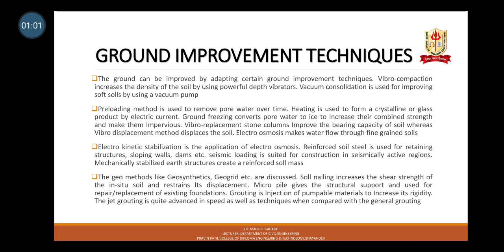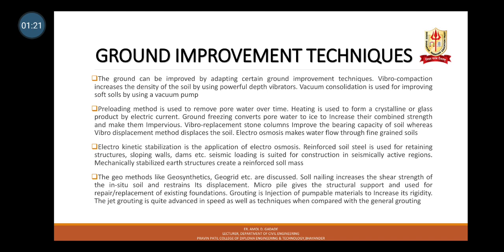Reinforced soil steel is used for retaining structures, sloping walls, dams, etc. Seismic loading is suited for construction in seismically active regions. Mechanically stabilized earth structures create a reinforced soil mass. The geomethods like geosynthetics, geogrids, etc. are discussed.